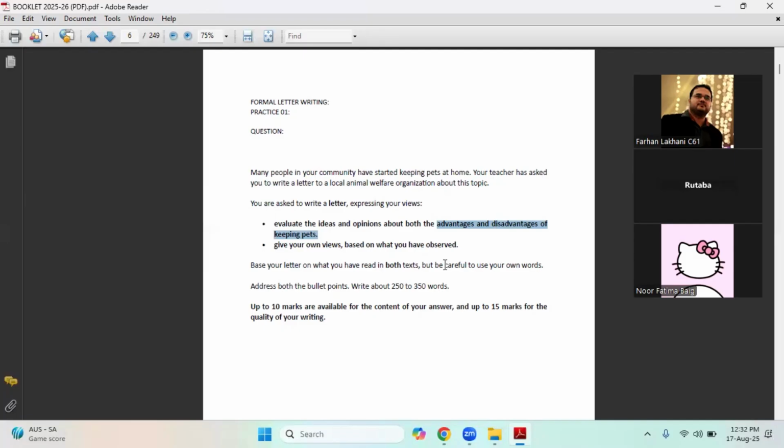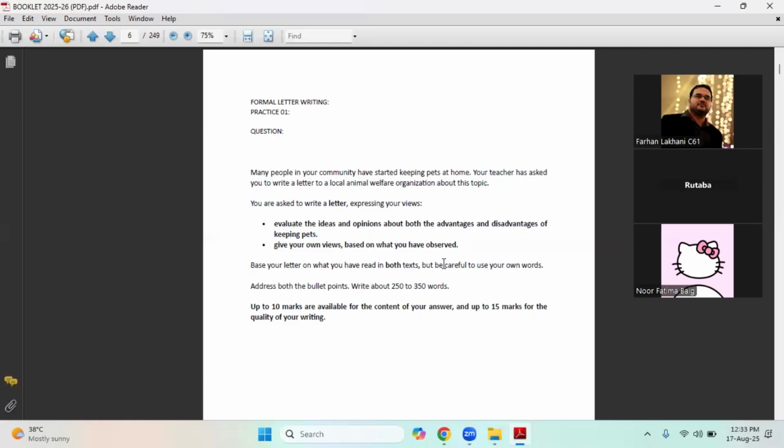All right. Now, Rutaba, can you please tell me, which text will the advantages be in? Text A or text B? Advantages are in both texts. They can be in both the texts. Okay, very nice, Rutaba. Whenever you are looking for advantages or any evaluation, number one, whenever you're looking for evaluation, please go through both the texts for it.